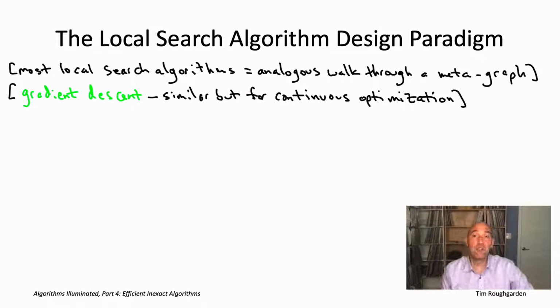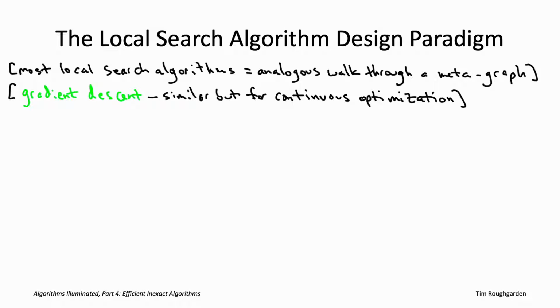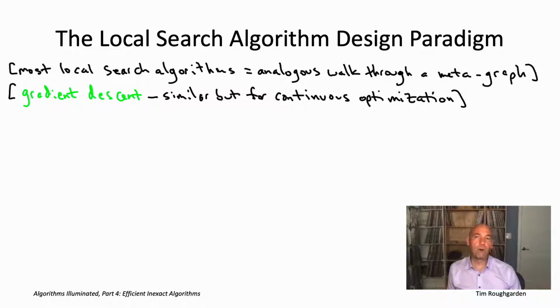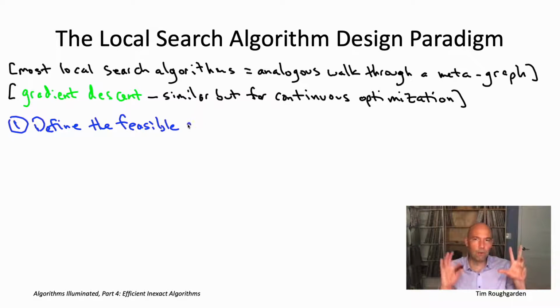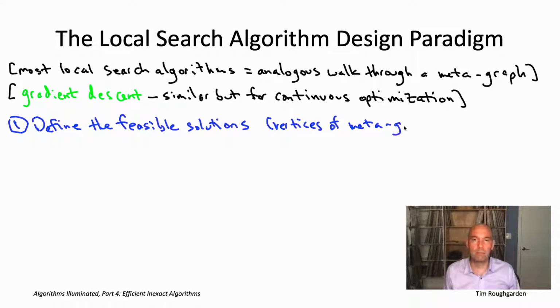So let's now really spell out what are the details of the local search algorithm design paradigm. How would you apply this to a problem coming up in your own work? Let me break it down into 6 steps. So the first 3 steps all involve defining the appropriate metagraph for your application. So we start with the vertices. Remember, vertices are supposed to correspond to feasible solutions. So step 1 is just figure out what feasible solution means in the problem that you care about.